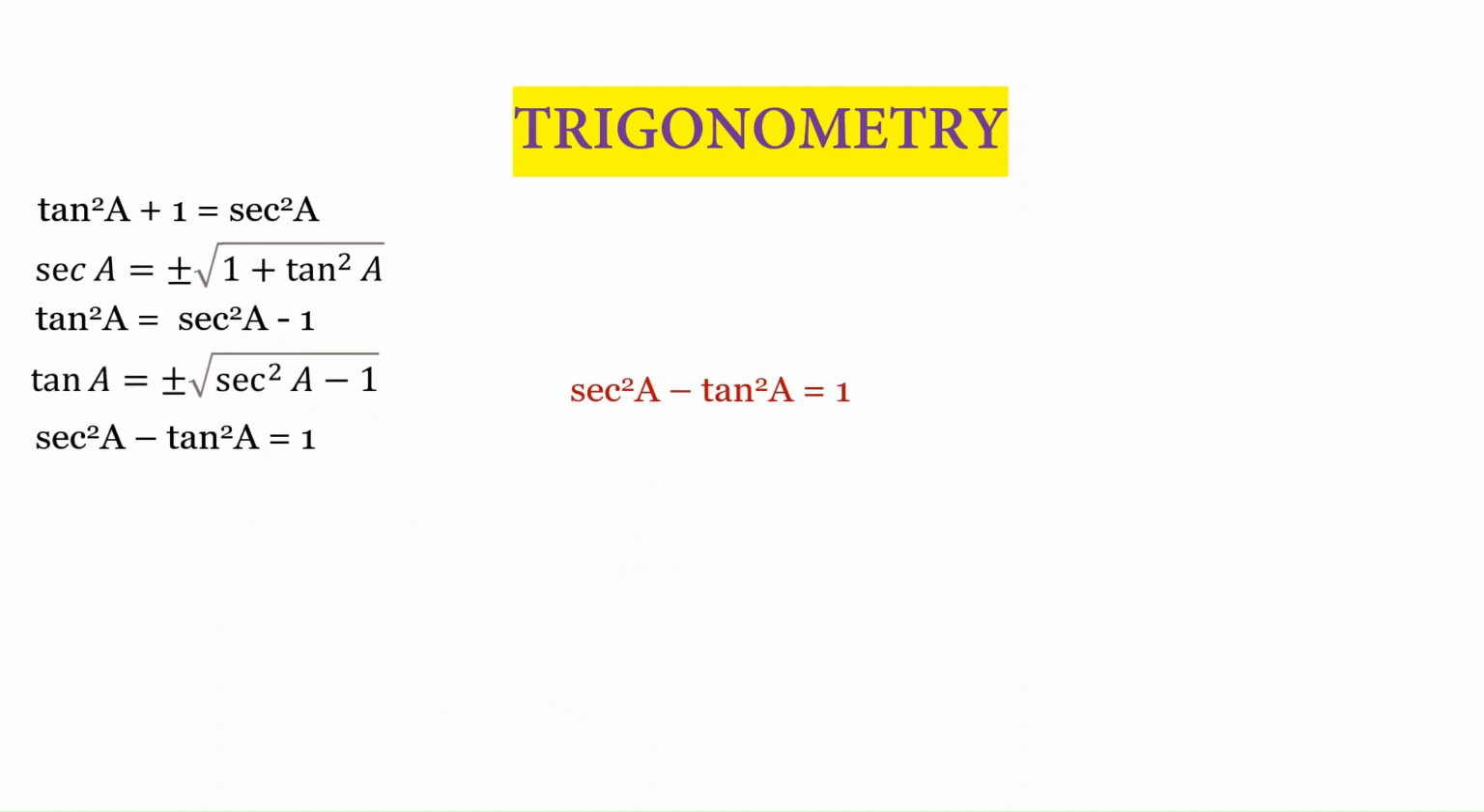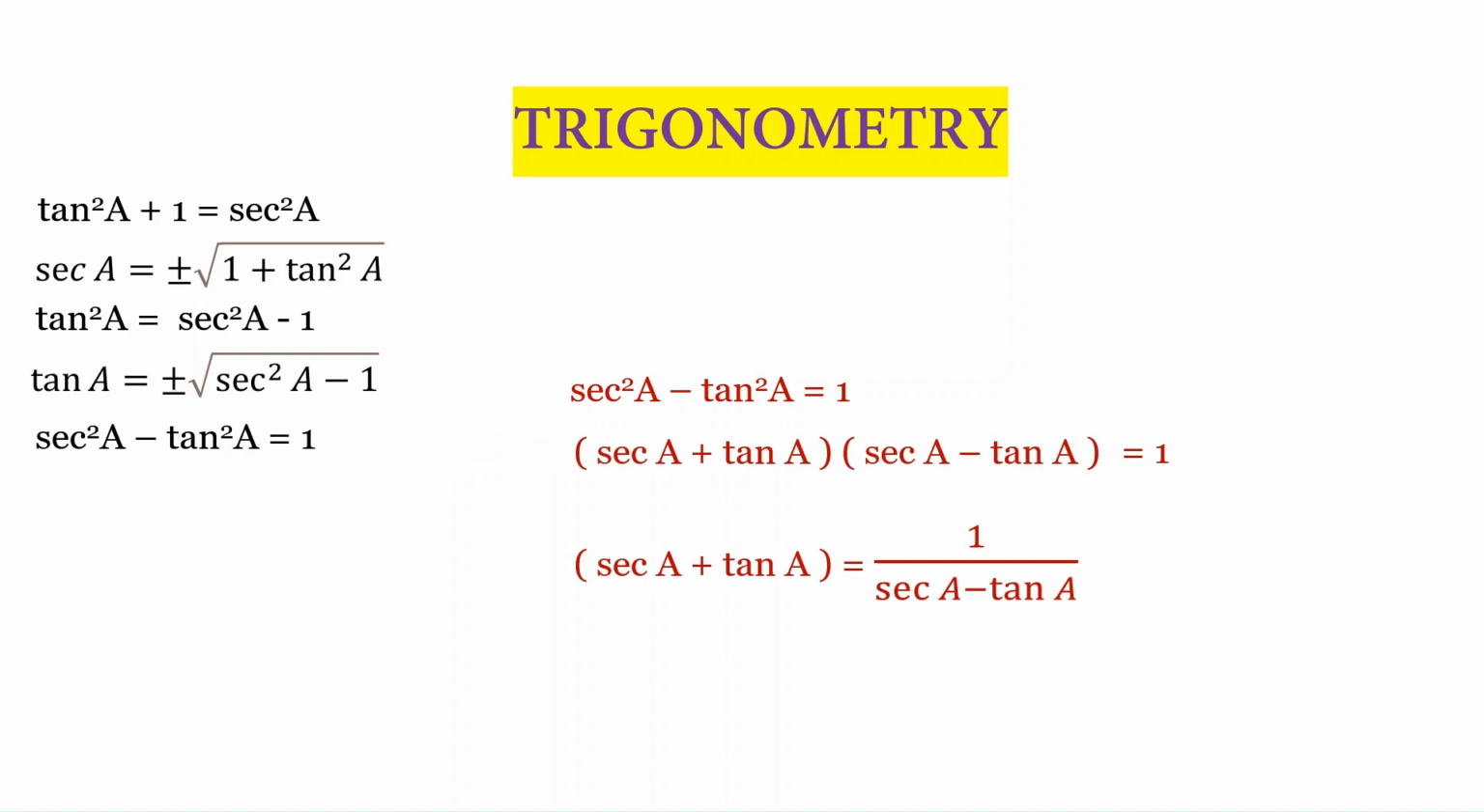Now from these formulas, consider the last one, that is secant square A minus tan square A equal to 1. It is like a square minus b square. We know that a square minus b square is nothing but a plus b into a minus b. So using that, we can write this particular equation as secant A minus tan A into secant A plus tan A, and this is equal to 1. If we transpose any one of these, it is like ab equal to 1, from which we can write a equal to 1 by b or b equal to 1 by a. So one term would be the reciprocal of the other.